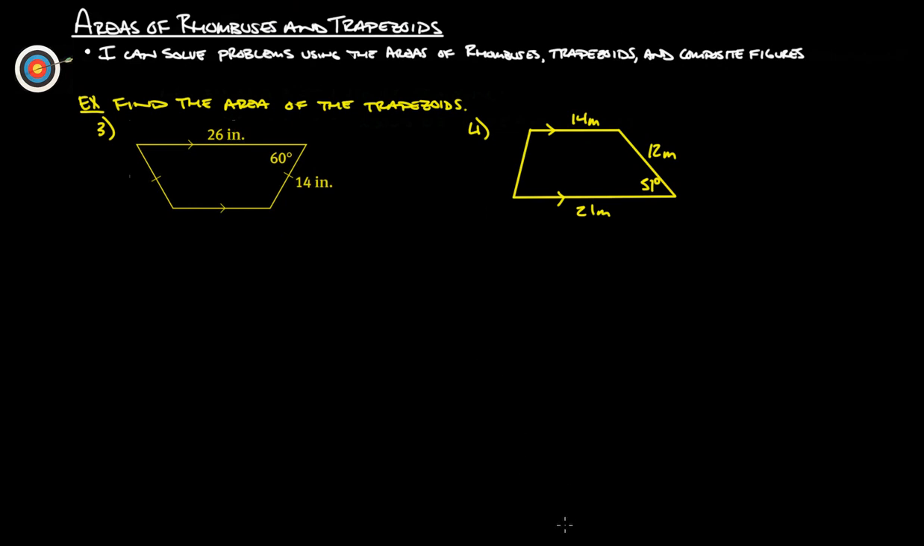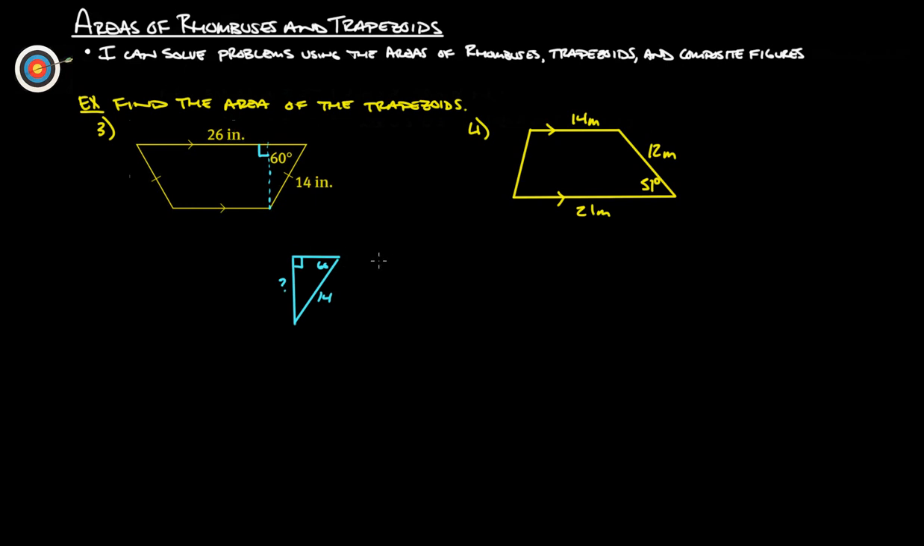Okay, let's take a look at these last two here. Find the area of the trapezoids. We've got 26, 14, and this here is 60 degrees. So we have to figure out what this is, and we have to figure out what the height is here. So let's draw ourselves a little line here, see if we can figure out what this height right here is. We know that this angle in here is 60, that's 90. I'm just going to redraw this out here to give us a better look at this. So this is 60, and this is 14, and this is what we want to figure out.